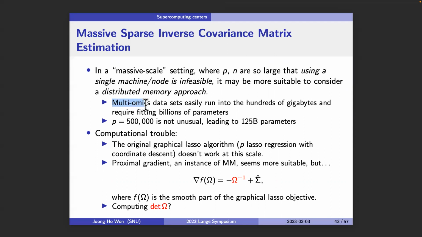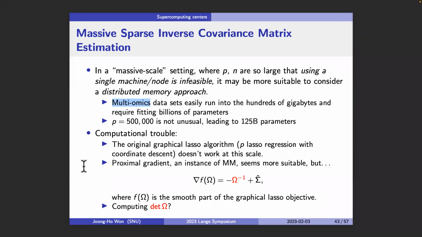The data that we wanted to analyze is multi-omics data. And those kinds of data easily take, say, hundreds of gigabytes of memory, leading to billions of parameters. For example, a dimension of 500,000 is not unusual. And we are dealing with a matrix variable of p by p. This involves, say, 100 billion parameters. So it's a huge problem.